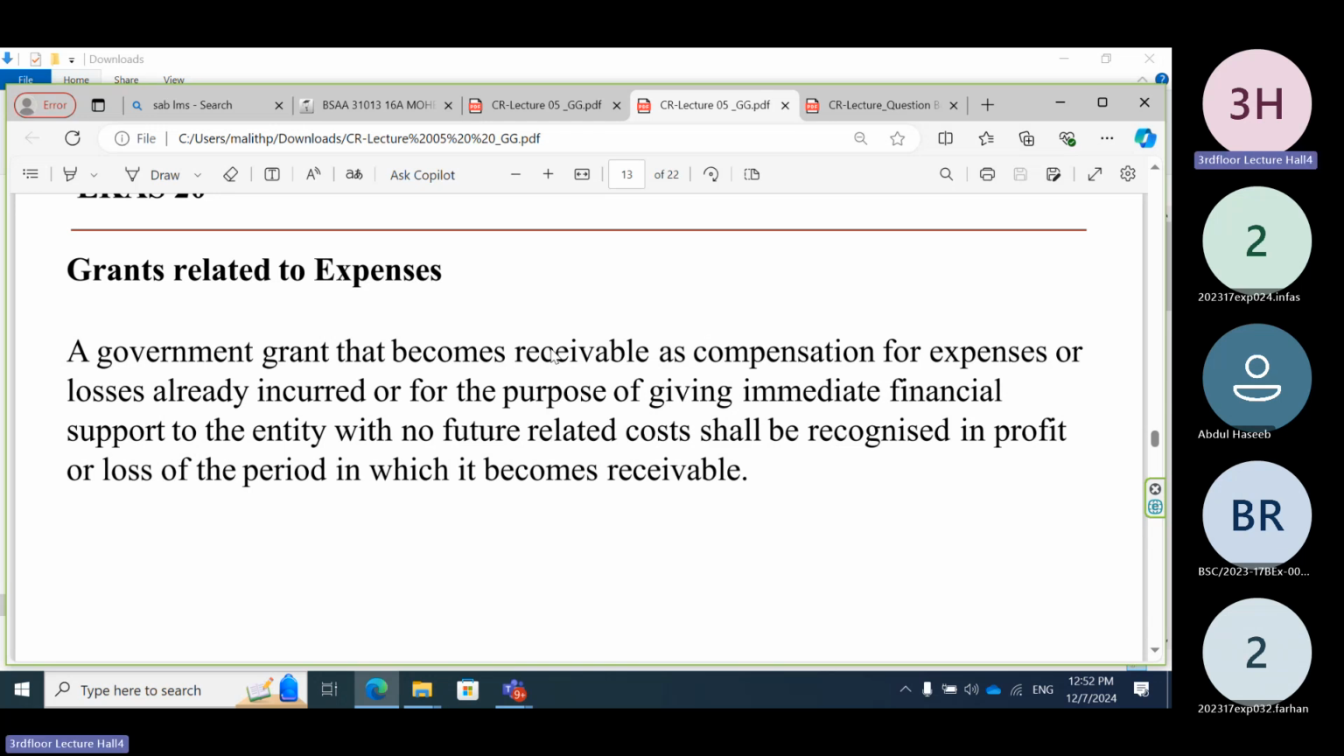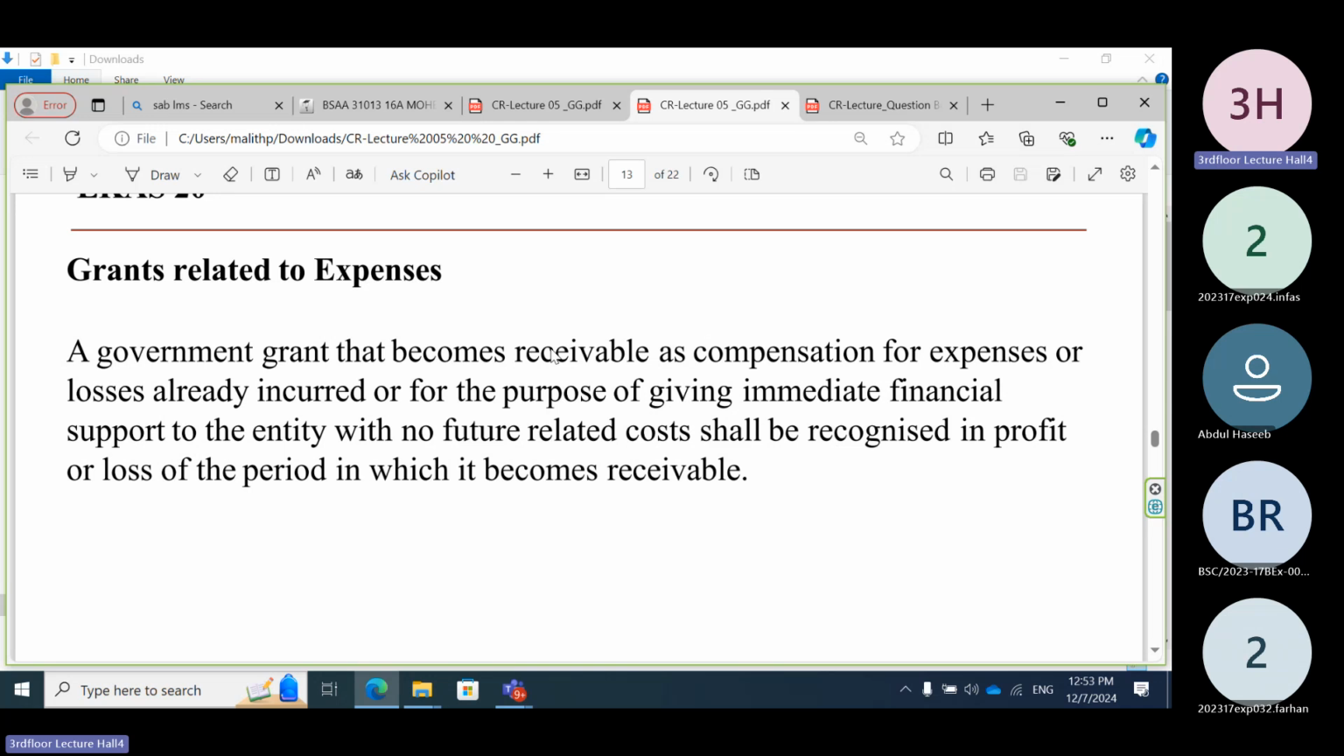The government grant that becomes receivable as compensation for the expenses or loss already incurred, or for the purpose of giving immediate financial support to the entity with no future related cost, shall be recognized in profit or loss of the period in which it becomes receivable. What do you mean by that? What's the point we need to get?